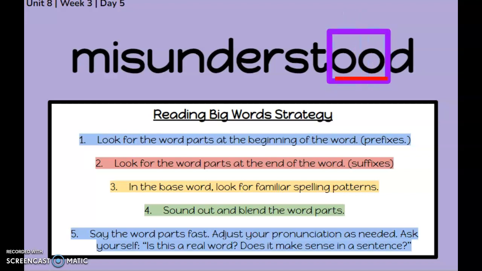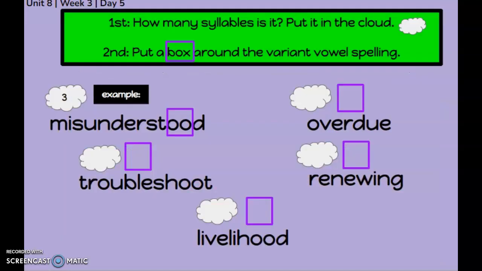Very good. So, for your jobs today, first you're going to count how many syllables each word has. And actually, this isn't 3. We just counted and it was 4. Misunderstood. Then you're going to put a box around the variant vowel spelling in each word. So you see I have it right here, the sound that we did. And you're going to find the variant vowel in each one of these.